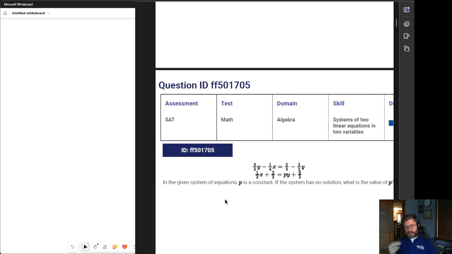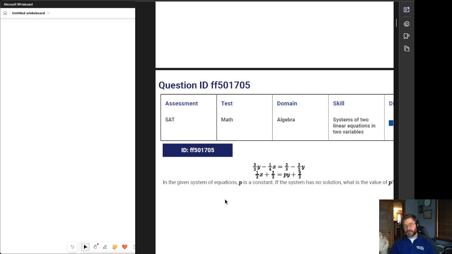So in the system of equations, p is constant. That just tells us it's a number. Don't freak out when you see that. It just means it's some number, some specific number. We don't know what it is. We might be able to find it, but we don't care. If the system has no solution, what is the value of p?